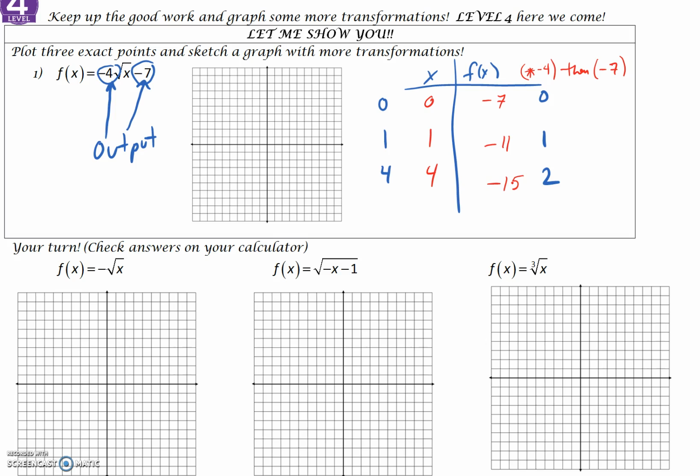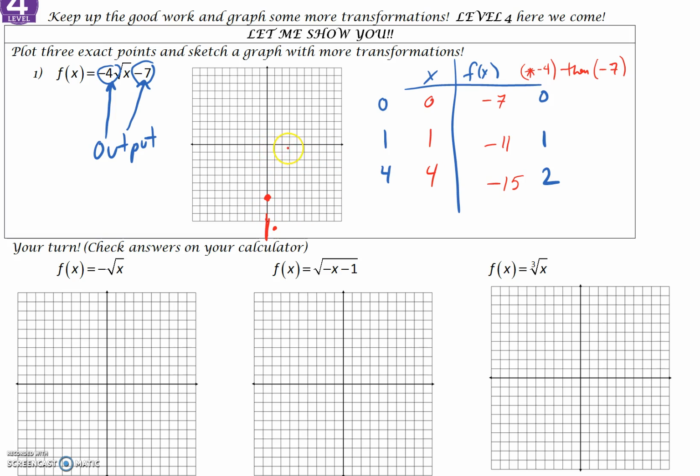Alright, so now I'm going to just graph these and see what we get. So 0, -7. 1, -11. It's going to be 1 off the graph, so I'm just going to extend it. And then 4, -15. This is going to be really far off the graph.